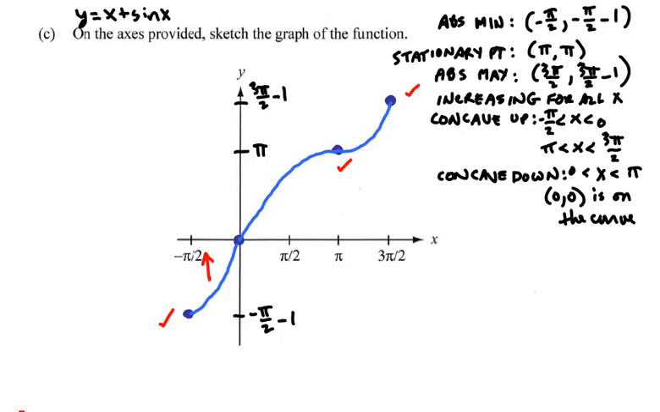It is concave up from π to 3π/2. It is concave down from 0 to π. And the point (0, 0) is on the curve. So our graph definitely meets all of the criteria that are stated there, and we have solved the problem.